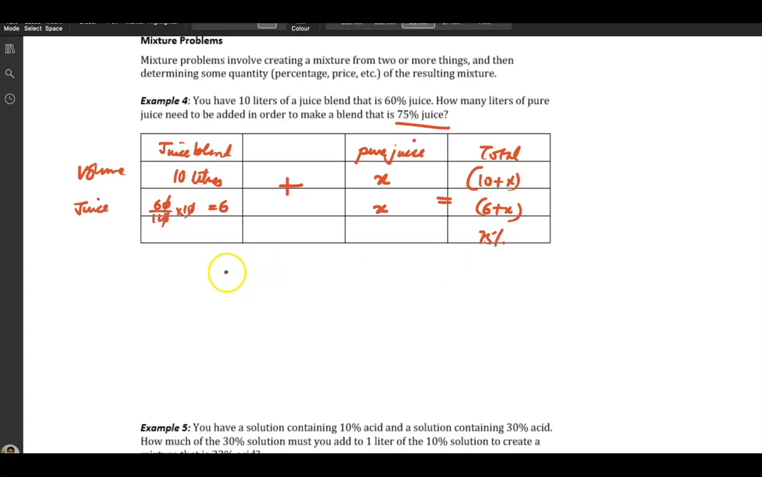So that means 6 plus X upon 10 plus X. If you convert this into percentage, there's 6 plus X juice content in a total volume of 10 plus X, times 100, equal to 75%. So (6 plus X) upon (10 plus X) equals 75 upon 100.